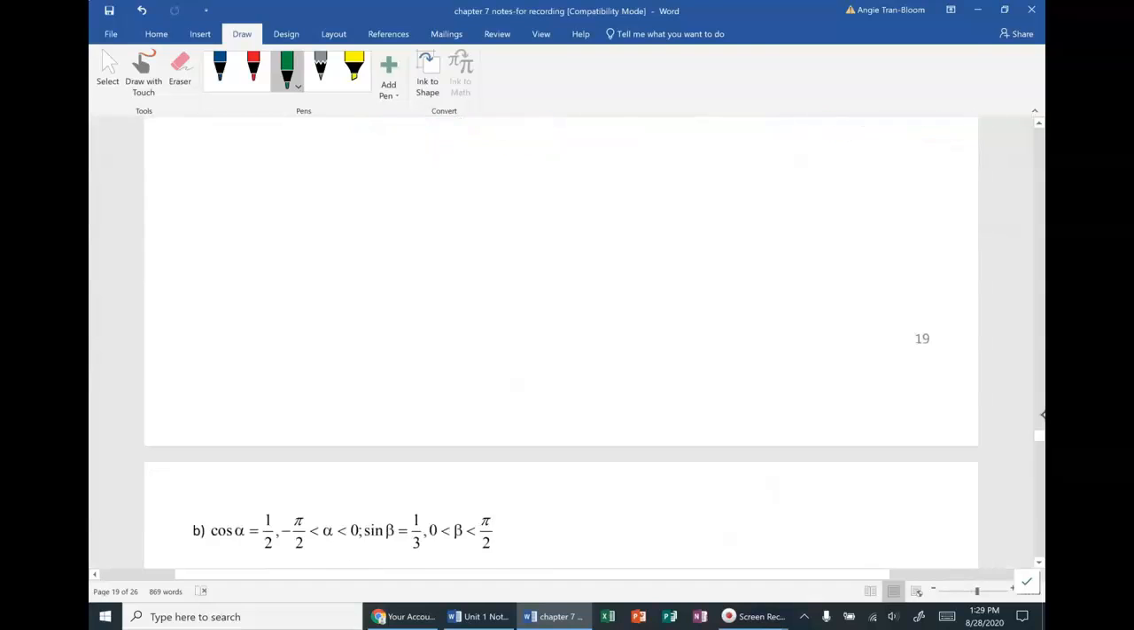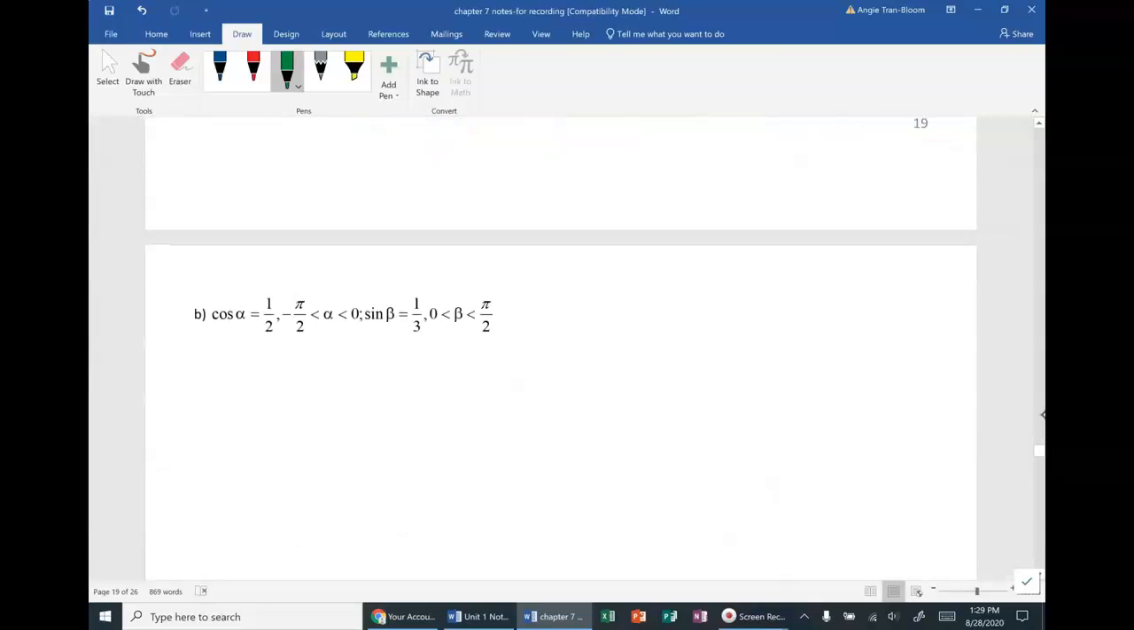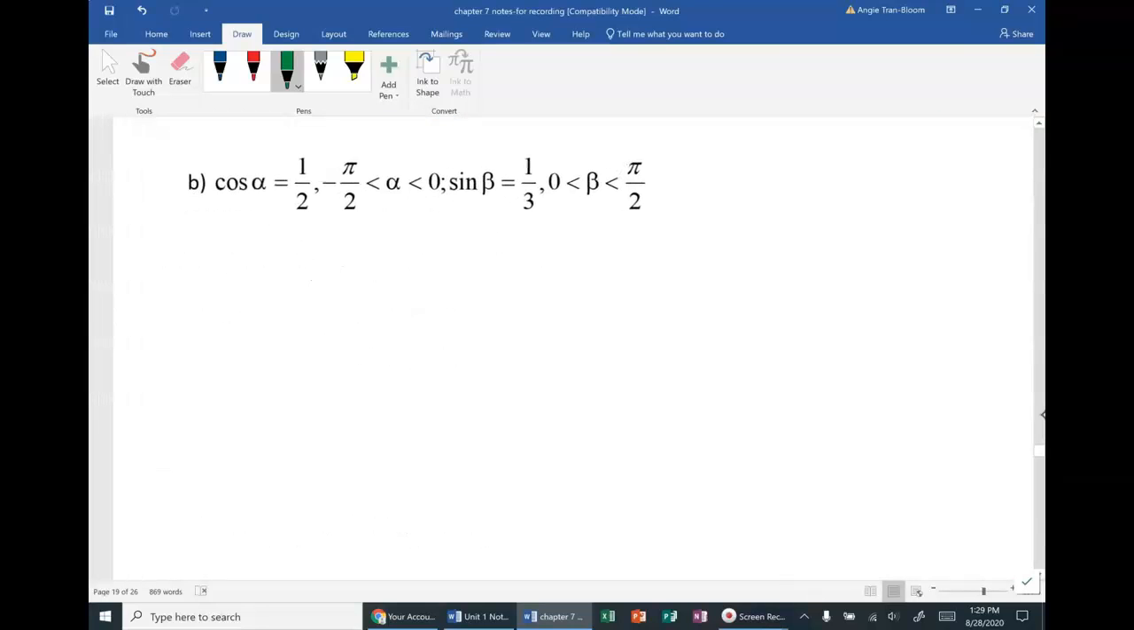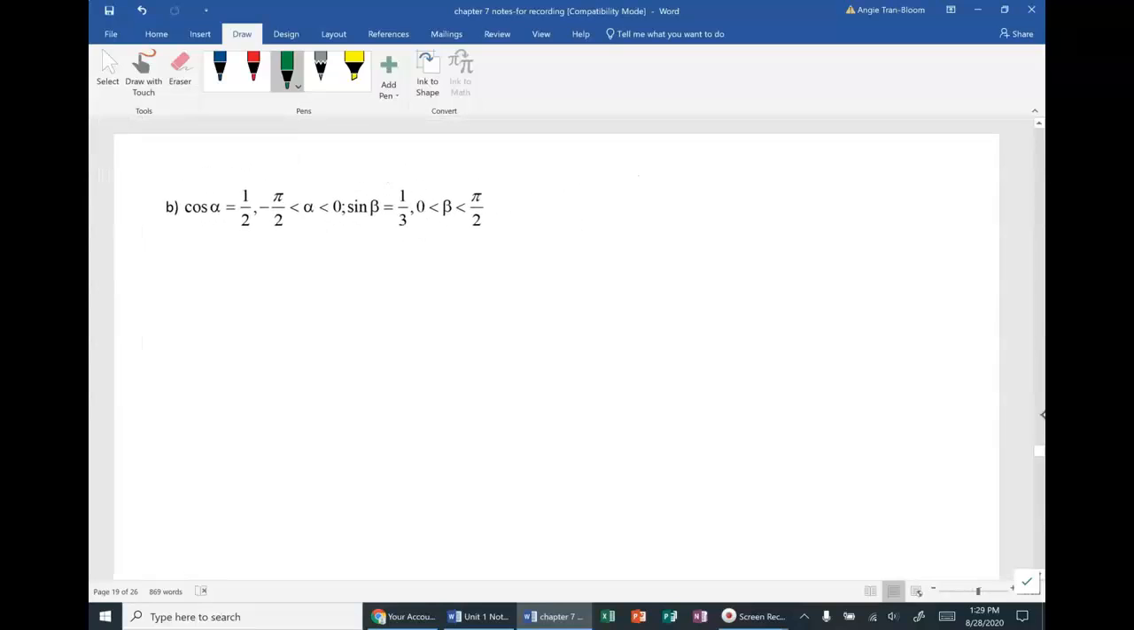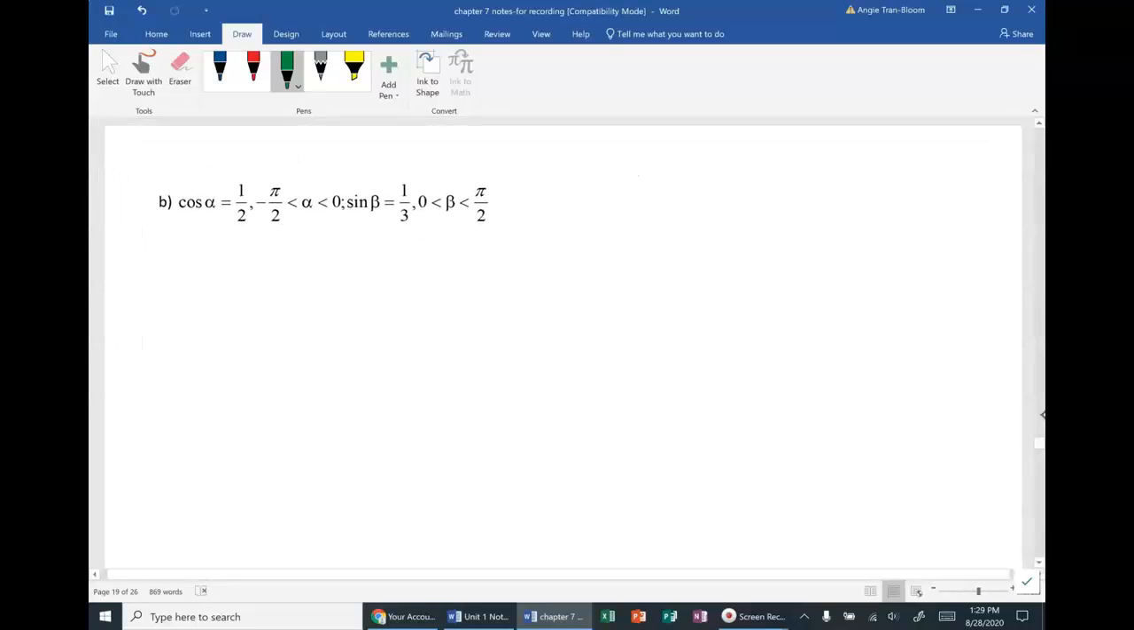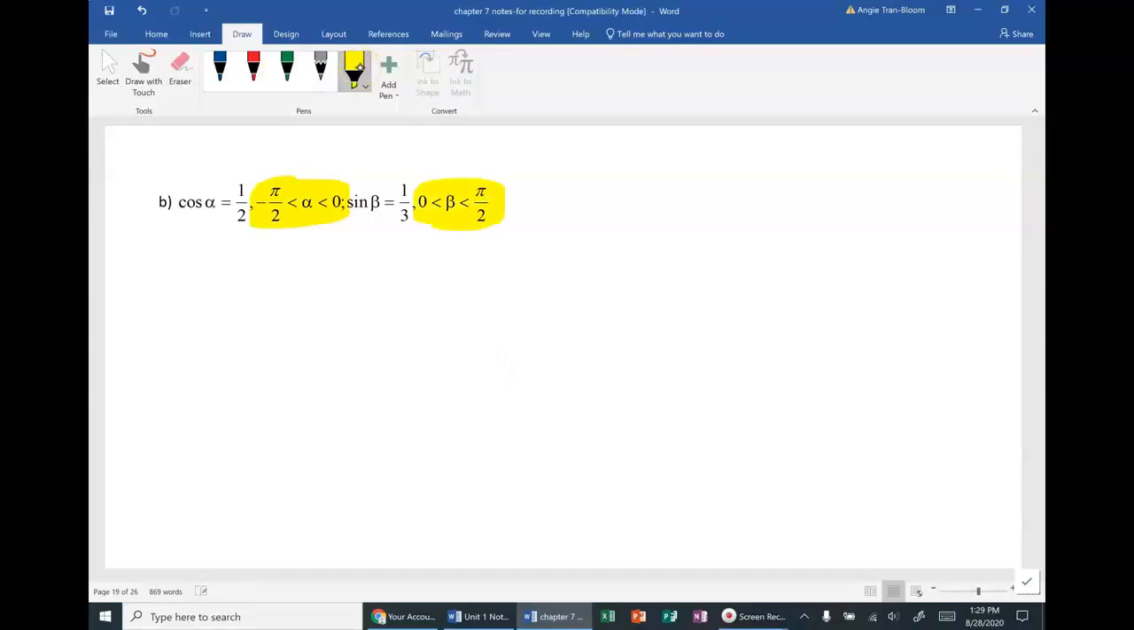Now we have another example here on the next page. I gave you plenty of space. Sometimes I write really big, so hopefully you guys have enough room for all of these. B, under the same instruction, okay, so first, let's figure out what quadrant that is and what quadrant that is. So I'm going to draw my right triangles out.